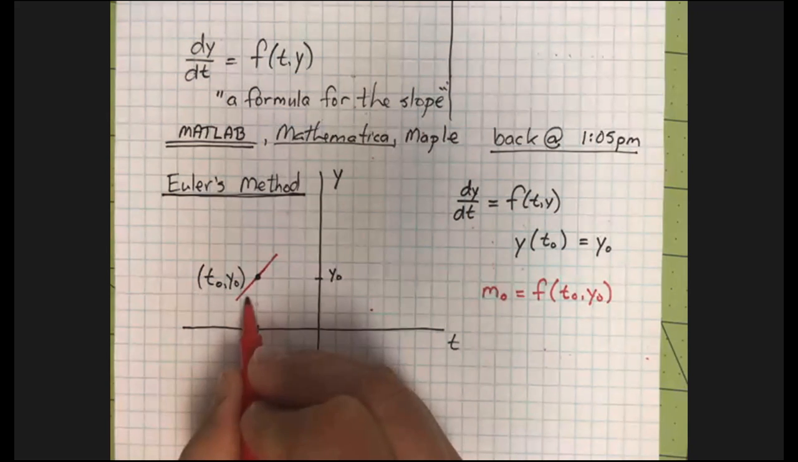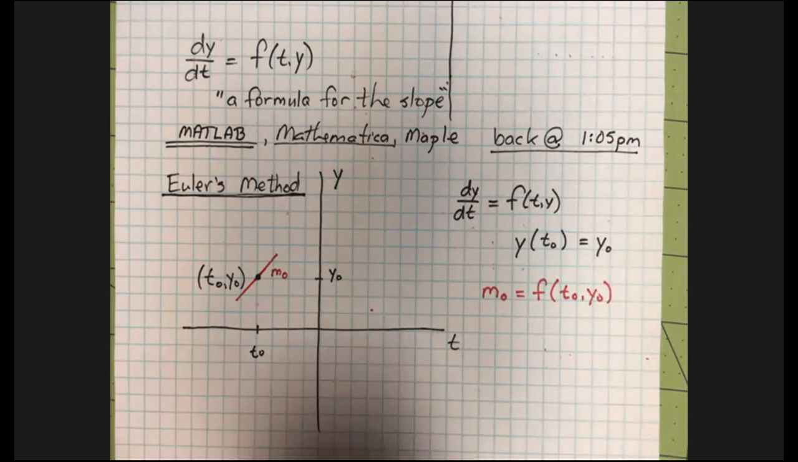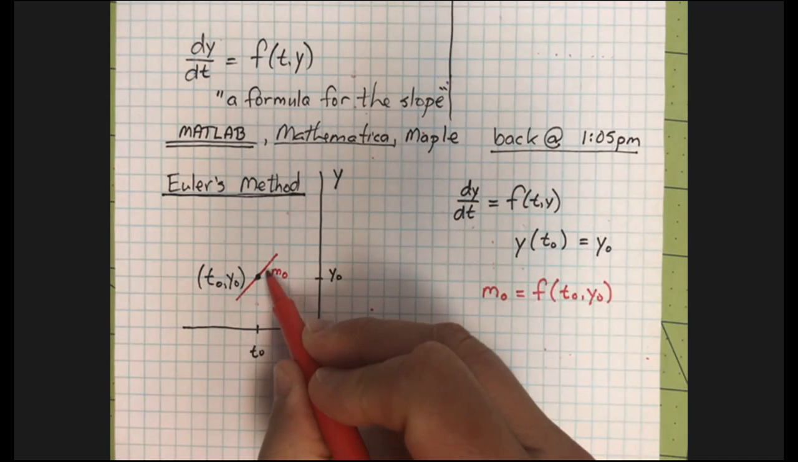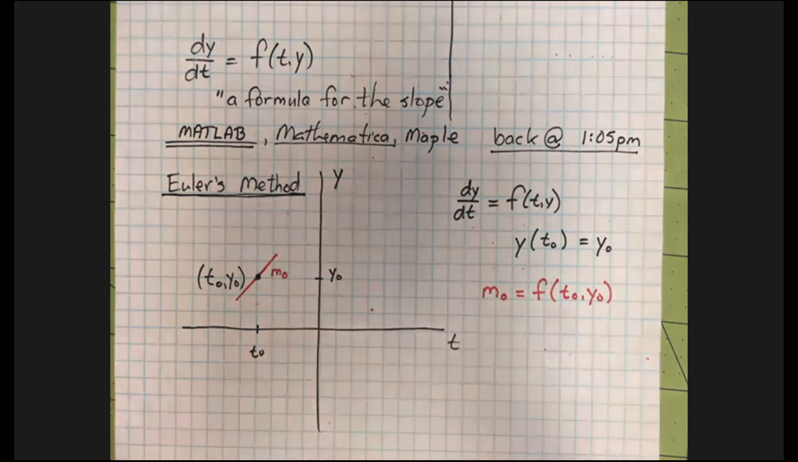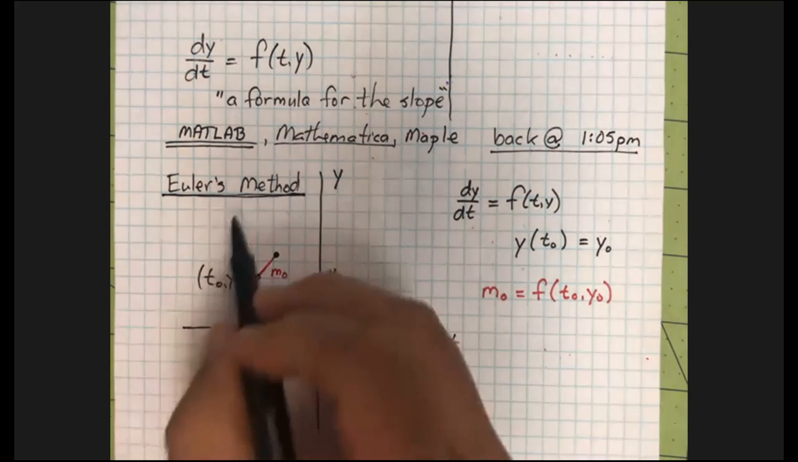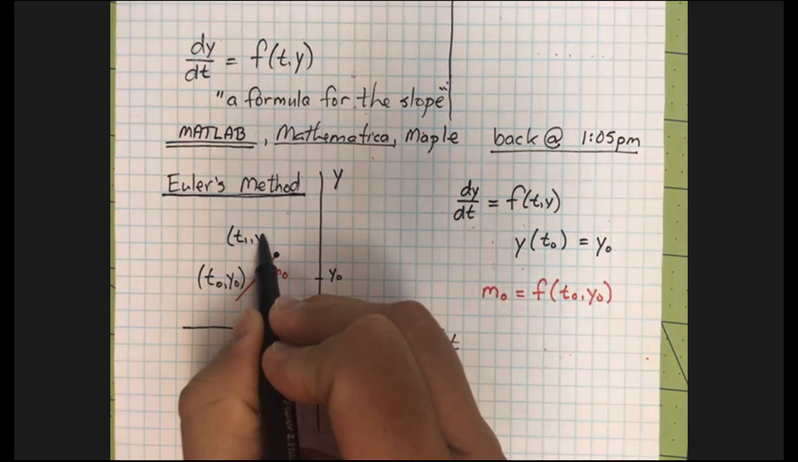So I'll call the slope of that line M naught. And this is how you would pilot a boat or a plane for that matter, or even sometimes a car. You just go along that direction for a little while, right? For an hour or a minute or 10 seconds. And then you take another location reading. Why don't we call this location reading T1, Y1?